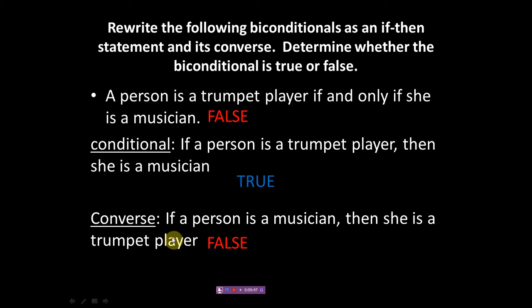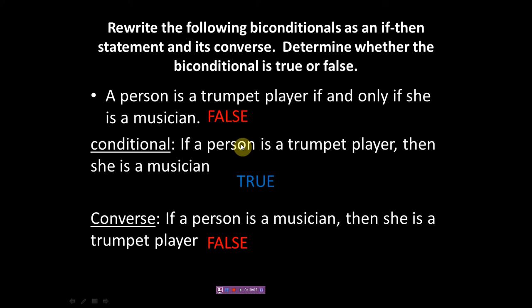And because the converse is false, if either of these are false, then the entire biconditional is false. Because the biconditional here is saying something very strong. It's saying that a trumpet player and a musician are exactly the same thing. And that's not necessarily the case.